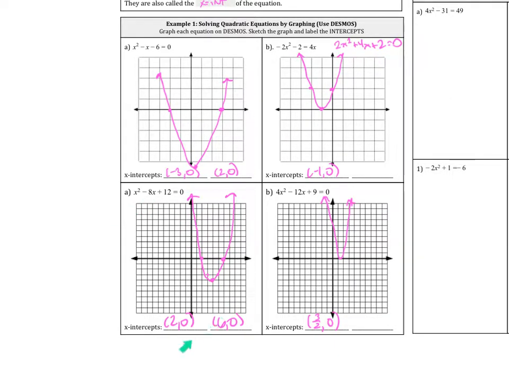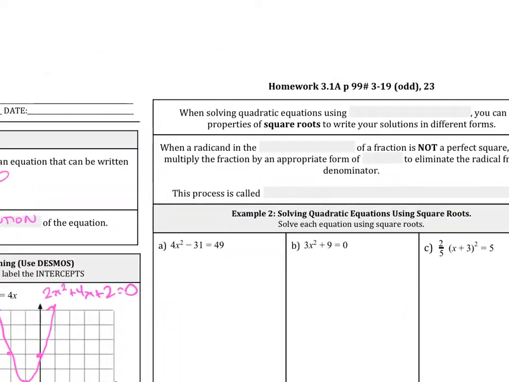Now, letter A, you would get 2, 0, and 6, 0 are the x-intercepts. And letter B, you only get 1 x-intercept at 3 halves, 0. So let's just review, we can solve by graphing, but sometimes that's not the most efficient. So what we're going to do is try to solve using square roots.